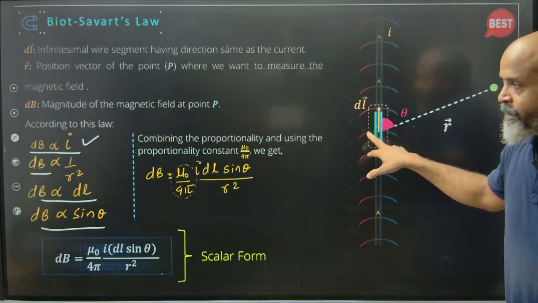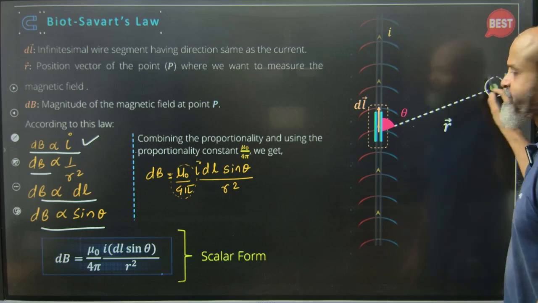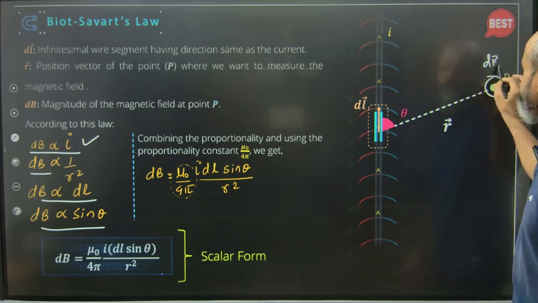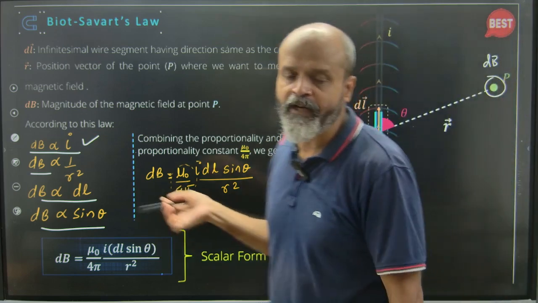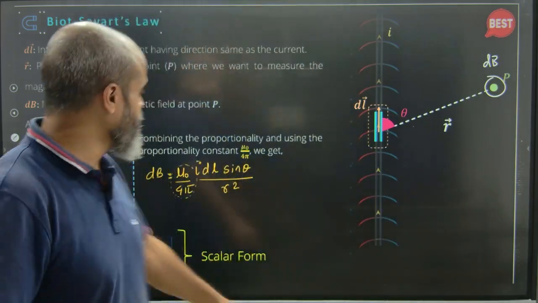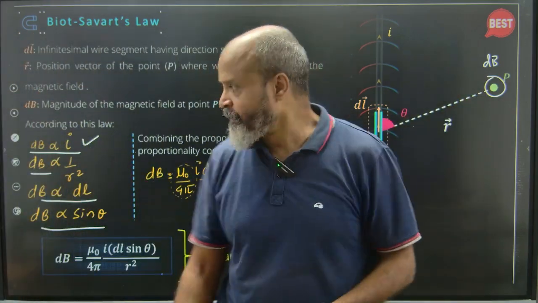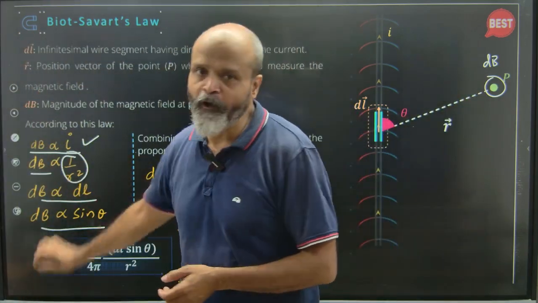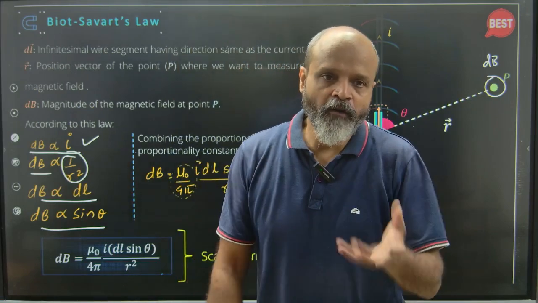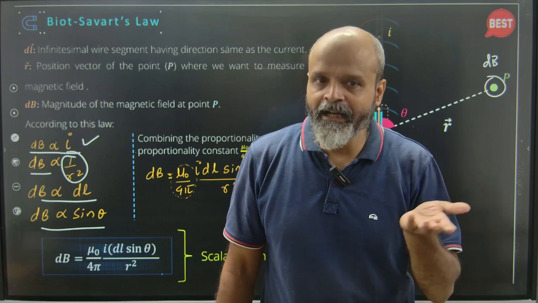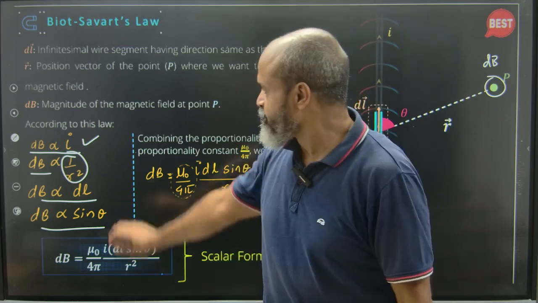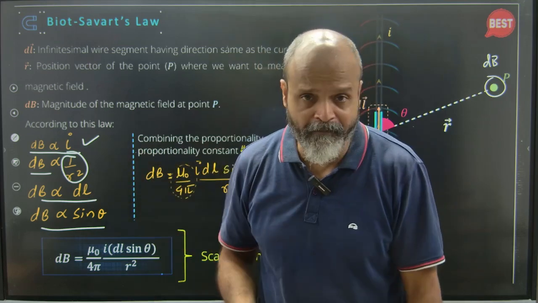dB, the magnetic field which exists here, is directly proportional to the amount of current that is being carried. It is inversely proportional to the square of the distance. The inverse square law is applicable for all non-contact forces. So obviously magnetic field and magnetism is a non-contact force, so the inverse square law will be by default applicable here.